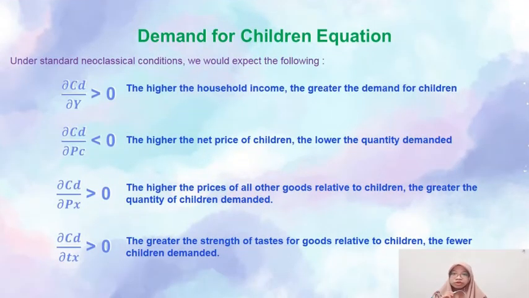Next, we look at the demand for children equation. Under the standard neoclassical condition, we will expect the following. The higher the household income, the greater the demand for children. The higher the net price of children, the lower the quantity demanded. The higher the price of all other goods relative to children, the greater the quantity of children demanded. And the last one is the greater the strength of taste for goods relative to children, the fewer children demanded.